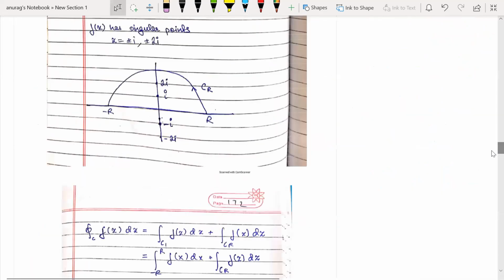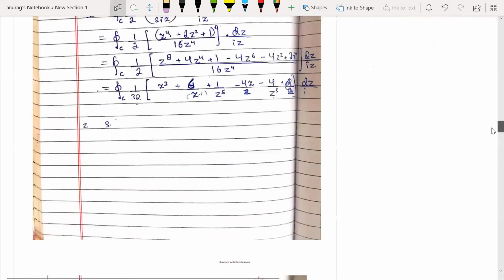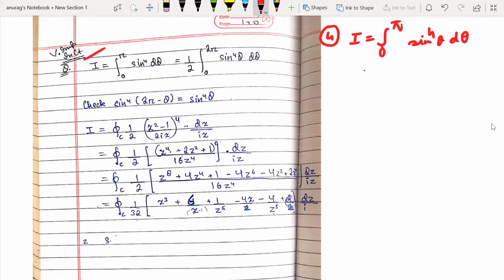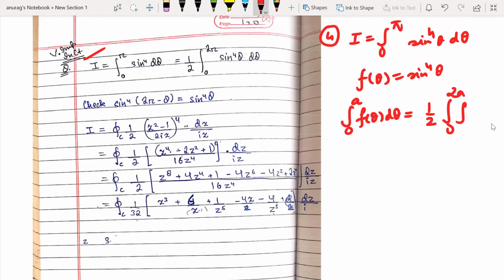Now I'm taking one difficult question, when we have a singularity of some other type. Suppose you have the integration 0 to 2 pi sine to the power 4 theta d theta. Here, this is your f(theta), sine to the power 4 theta, and we know that integral 0 to 2a of f(theta) d theta equals 1 upon 2 integral 0 to 2a of f(theta) d theta, provided f(2a minus theta) equals f(theta).